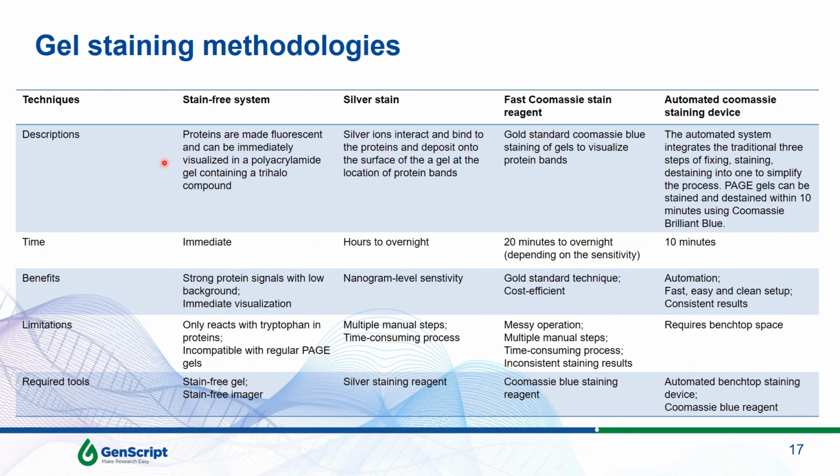By looking at this comparison table, it's easier to see that the best substitute for the gold standard staining method is the automated device, as it has better staining results in a much faster time. It also isn't limited to visualizing proteins only based on reaction with tryptophan. So based on that, I would like to introduce more about our automated Coomassie staining device. It's called eStain.